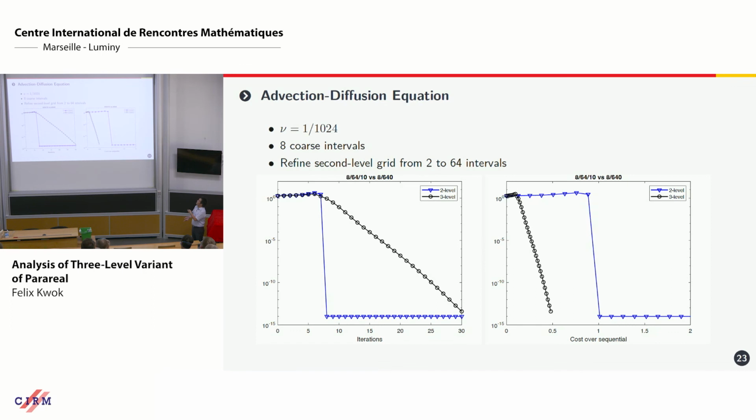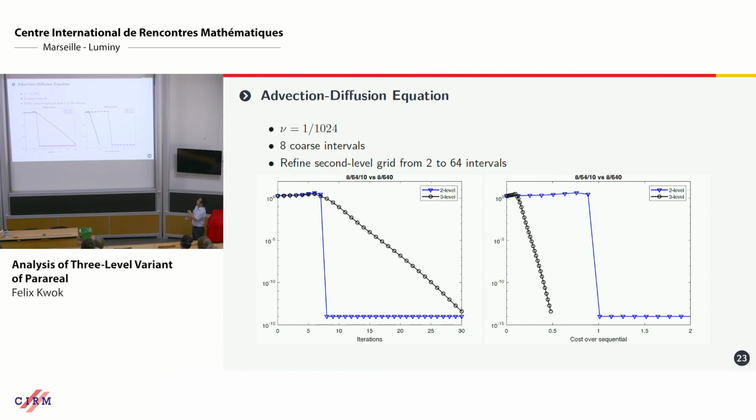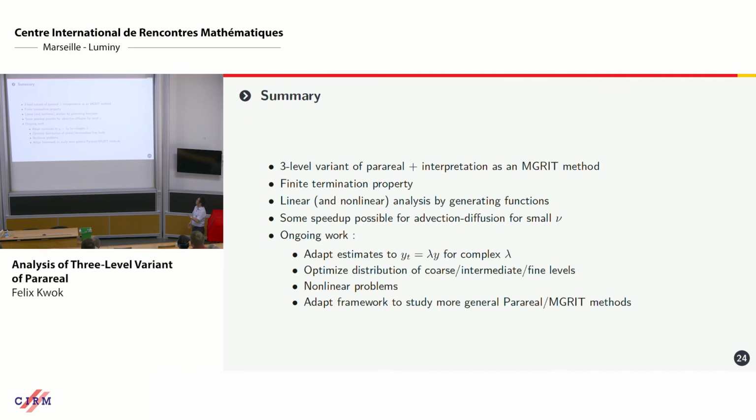Ideally, if I had more time, I would use one of these simplified estimates that I showed you earlier for different eigenvalues in order to see whether I can reproduce this behavior here. But now I'm out of time, so I'm just going to stop here. Thank you.